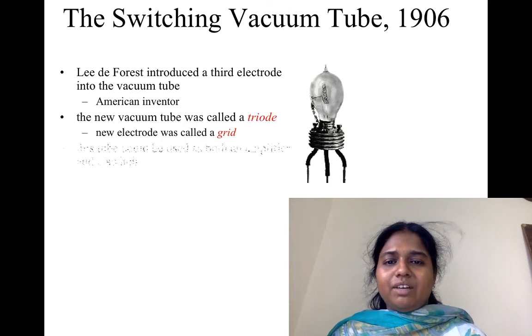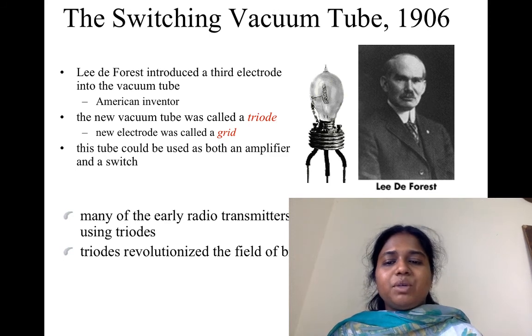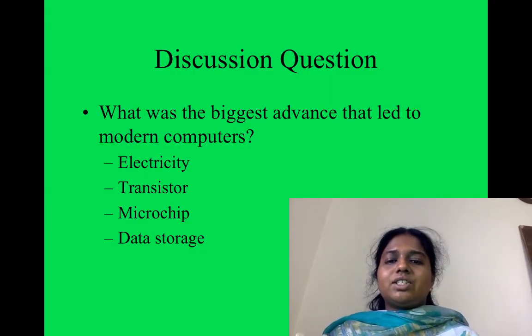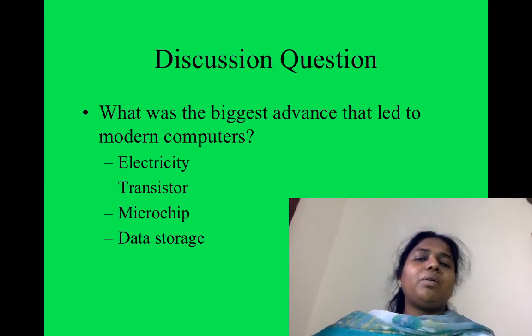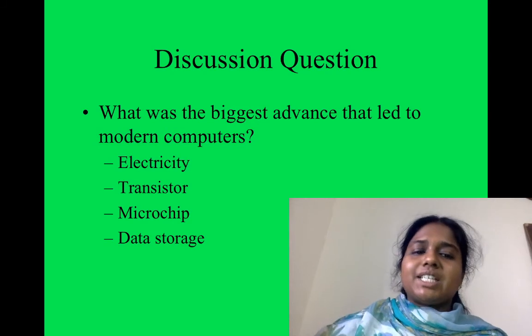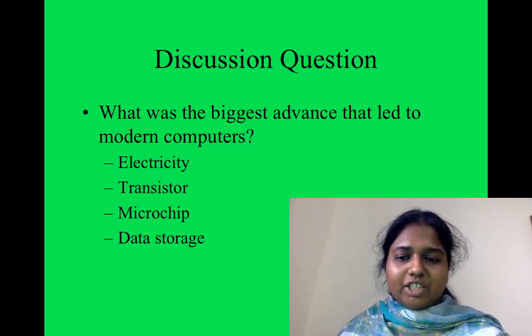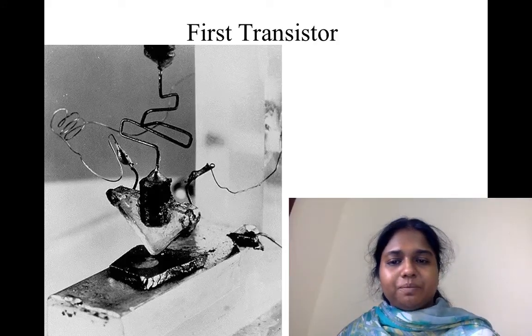And then you have the triode, and then you have the transistors. Once transistors came into the picture, they started using the transistor. So now I ask you a question. What was the biggest advance that led to modern computers? Is it electricity? Is it the transistor? Or is it the microchip? The transistor is the one.